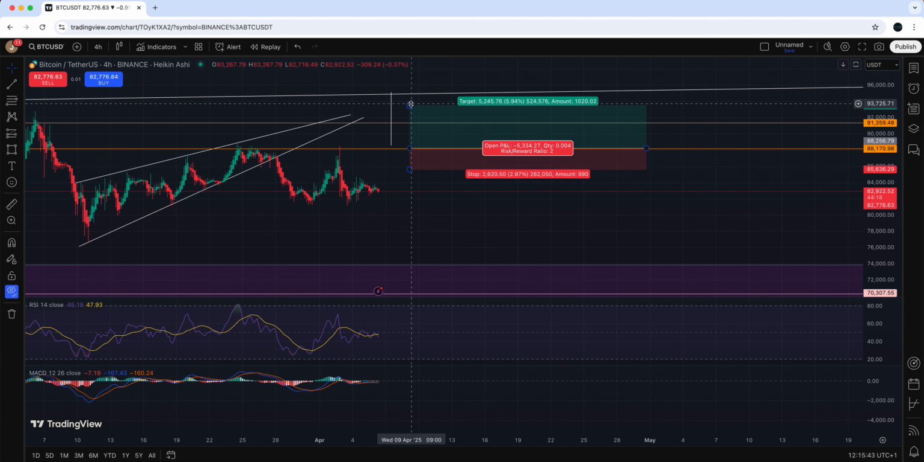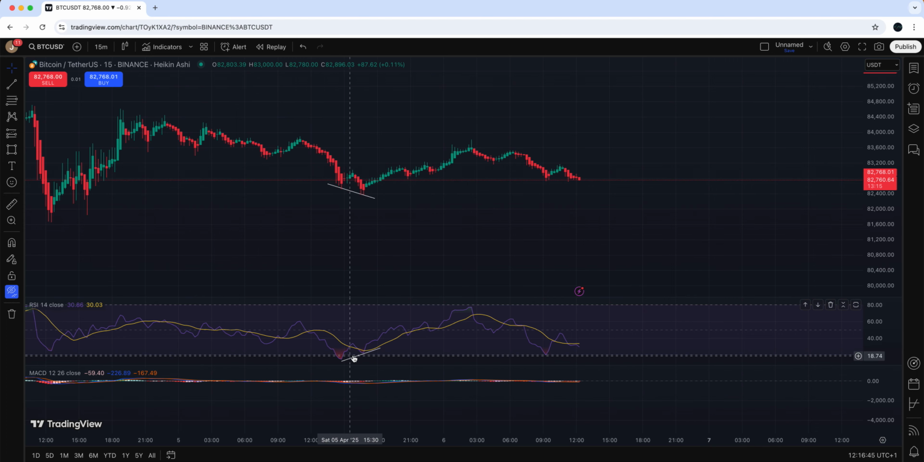15 minute. Okay, so on the 15 minute, we had a recent fall yesterday afternoon. We had what we call bullish divergence, where the RSI is sloping upwards and the price action is sloping downwards. When you see this, it's usually a decent sign that you have a trend reversing.